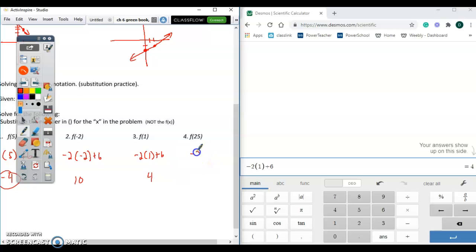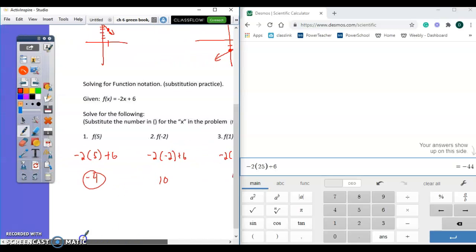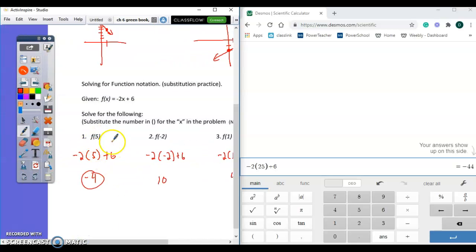25: negative 2, parentheses 25, plus 6. That's negative 44. All right, so these relate to basically your inputs. So if I had an ordered pair for f of 5, my ordered pair would be 5, comma, negative 4. So there's your input for x equals your y, your output.